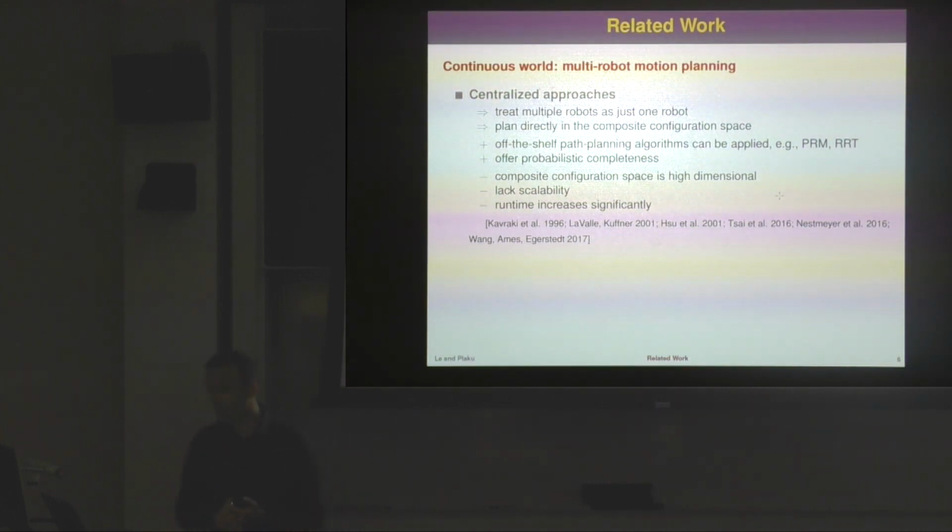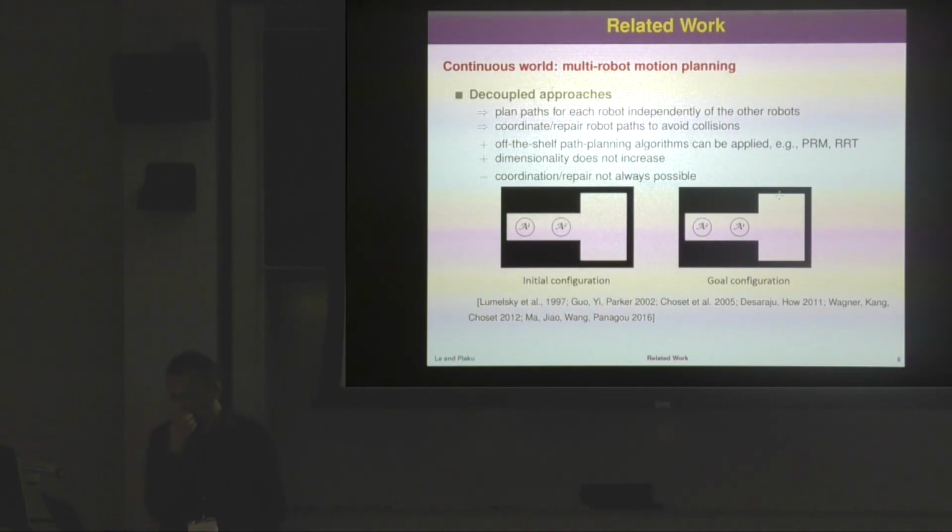completeness, so algorithms such as probabilistic roadmap or rapidly exploring random trees and many other sampling-based motion planners can be applied in this centralized framework. It's just that the runtime will increase rapidly as you increase the dimensionality, as you increase the number of robots. For that reason, people also looked at decoupled approaches. In decoupled approaches, you do planning one robot at a time, and when you plan the path for one robot, you completely ignore the other robots.